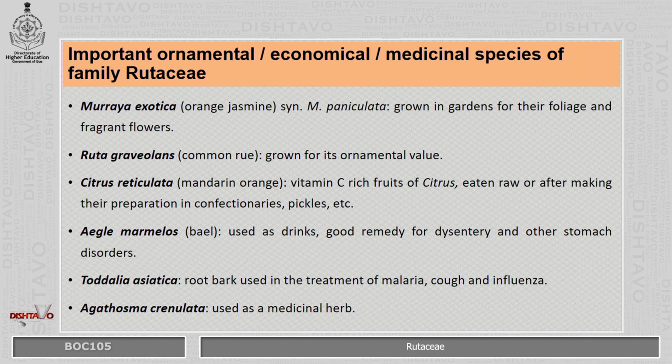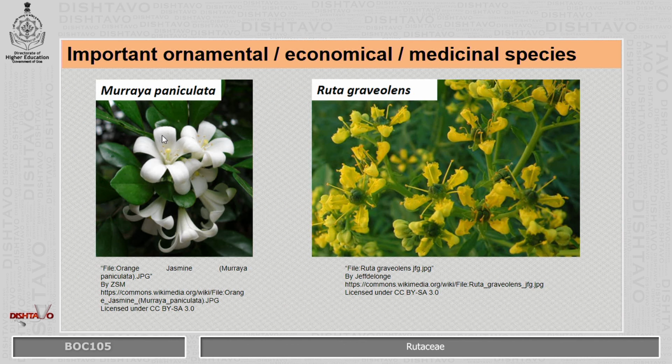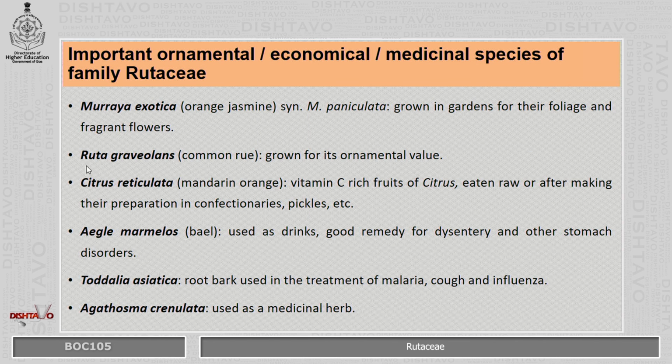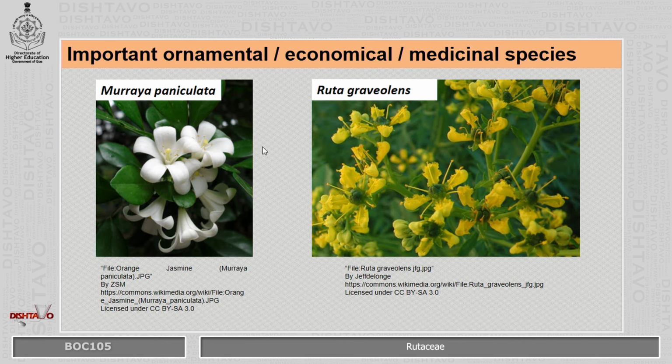Then coming to the important ornamental, economical and medicinal species of family Rutaceae. Here Murraya exotica, which is also known as orange jasmine, synonym Murraya paniculata, is grown in gardens for its foliage and fragrant flowers. You can see here it has beautiful white flowers with fragrance also. And Ruta graveolens, which is also known as common rue, is grown in gardens for its ornamental value. This is the plant, Ruta graveolens.